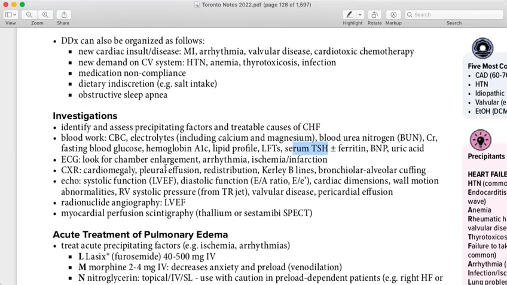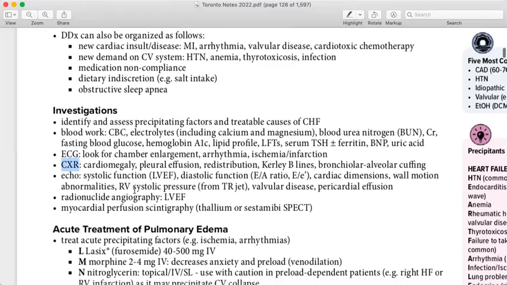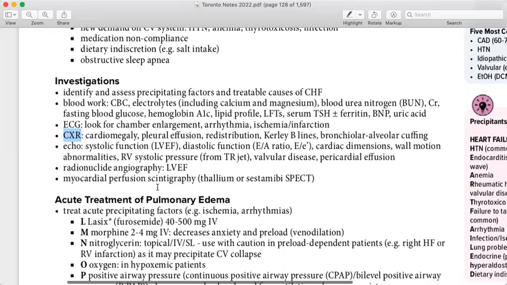ECG, look for the chamber enlargement. If the T wave is enlarged, it can show chamber enlargement, arrhythmias, and ischemia. Chest X-ray is one of the most important because the fluid is accumulated, so it can help you to find out those ones. What happens is cardiomegaly is there, pleural effusion is there, redistribution. That's why I said chest X-ray is very important. Kerley B lines and bronchial alveolar cuffing is there. Then echo, usually it's done by a cardiologist, but you can just write it down in your investigations. If they ask in the CDM, you can write down echo. We are going to do the echo. Then radionuclide angiography, usually done by a cardiologist. Then myocardial perfusion scintigraphy, also done by a cardiologist.